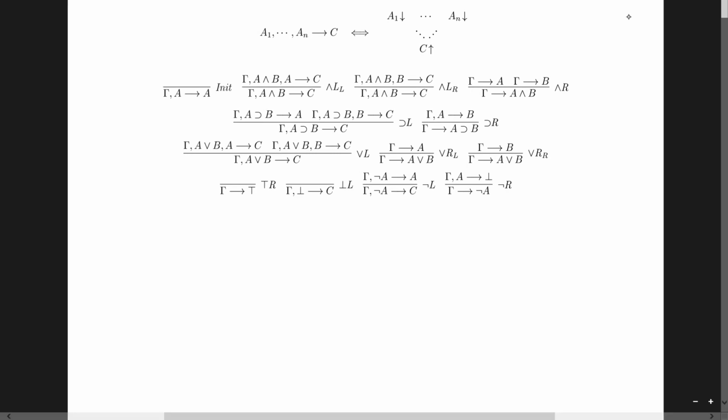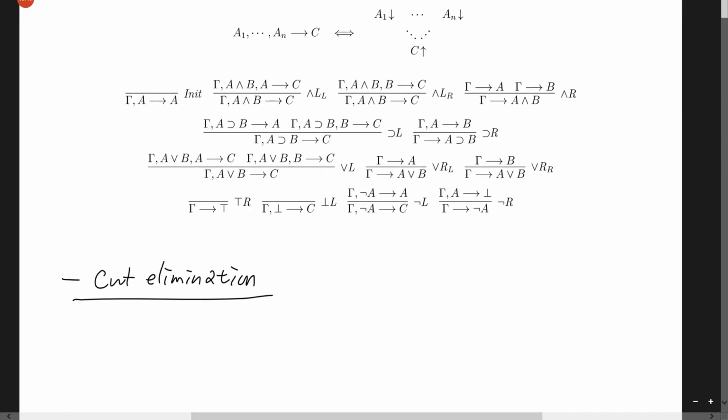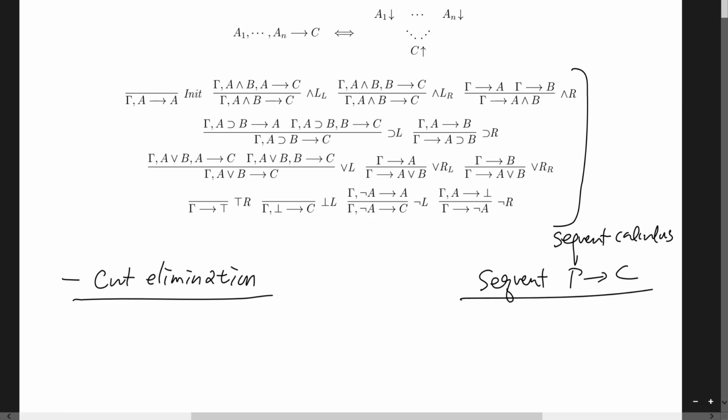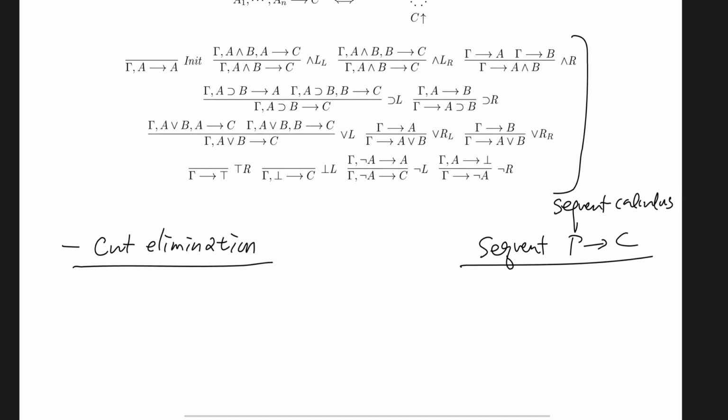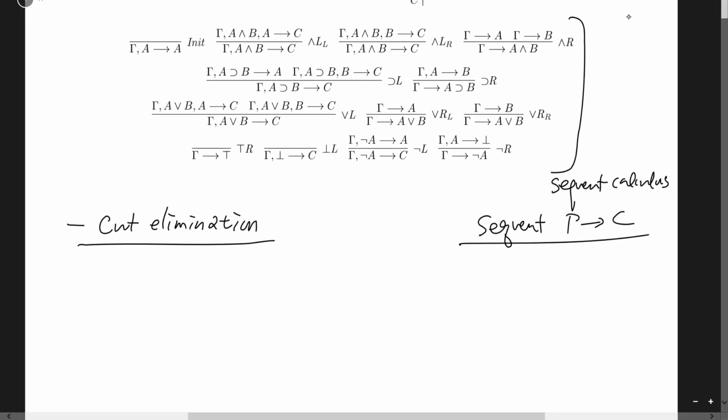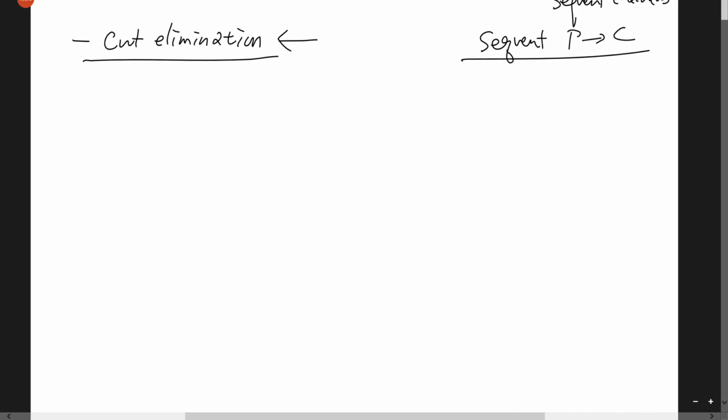This lecture is about cut elimination. In the previous lecture, we developed this sequent calculus, which is a new formulation of propositional logic based on this notion of a sequent, gamma arrow C. Now it's time to analyze its meta properties, and we will look at a property called cut elimination. And the story goes as follows.